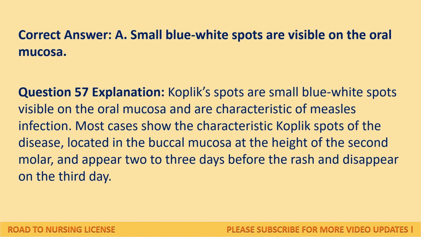Question 57 Explanation. Koplik's spots are small blue-white spots visible on the oral mucosa and are characteristic of measles infection. Most cases show the characteristic Koplik spots of the disease, located in the buccal mucosa at the height of the second molar, and appear 2 to 3 days before the rash and disappear on the third day.